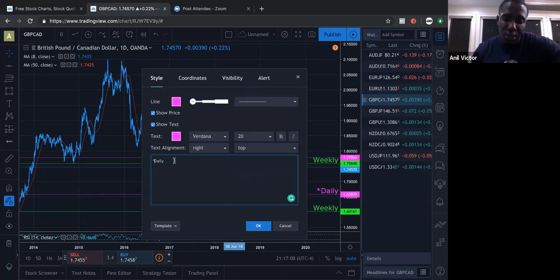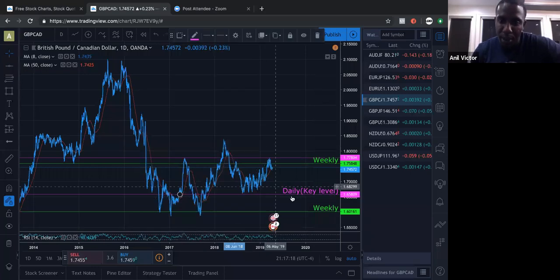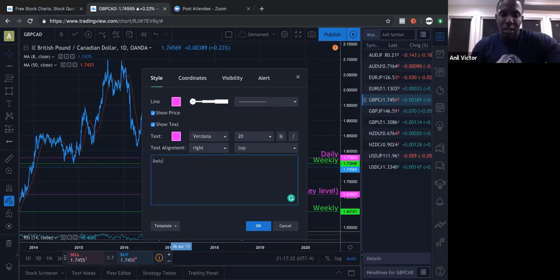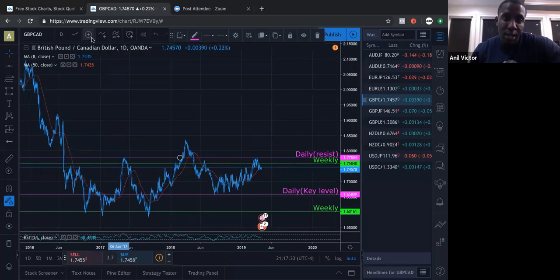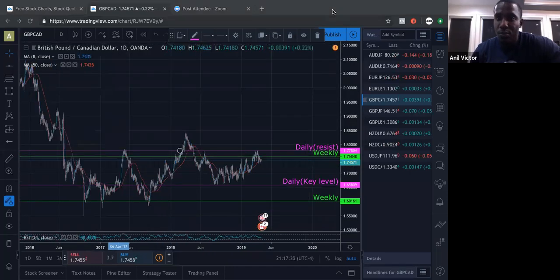Anything that you could do to distinguish the key level from just a resistance or a support level. So even if you want to put, in parentheses, key level, if it helps you remember that that's the key level and that this is just a daily resistance, do whatever helps you. Allow it to work in your favor, by any means necessary. And then let's just look at the candlesticks.